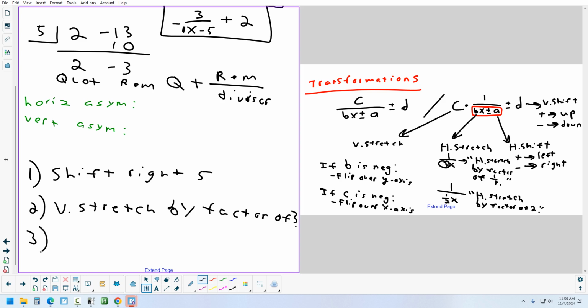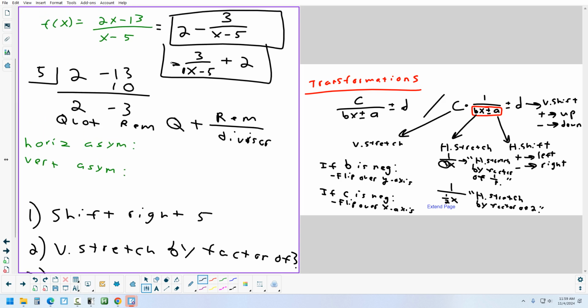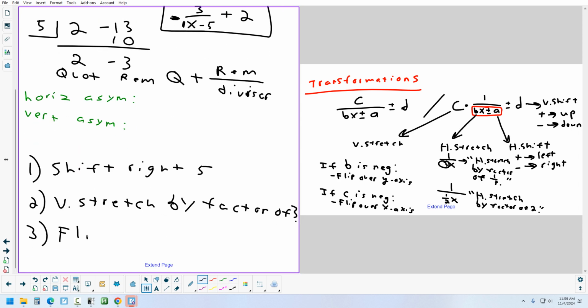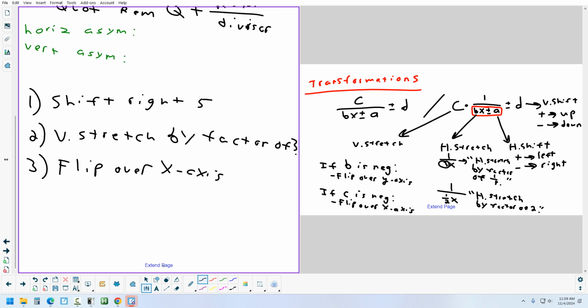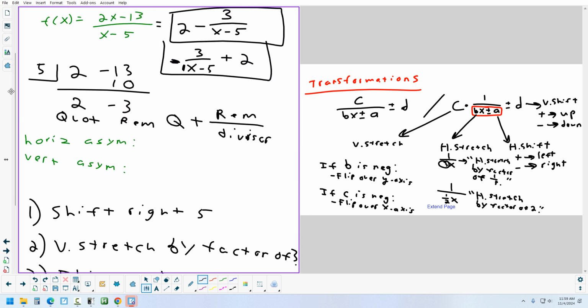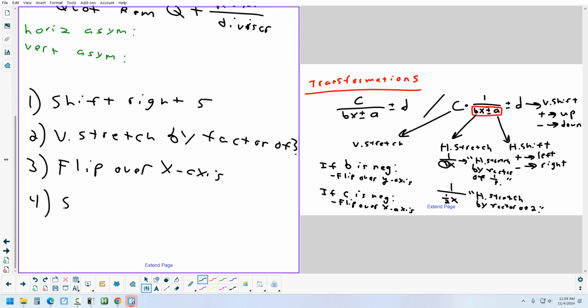Now, we also said the C is a negative. Yes, there's a negative. So what does the negative cause it to do? Flip over the x-axis. And is there a number in the spot for D? Yes, there is. We couldn't really see that the way it was written in green, but in black we can. What's the number in the spot for D? 2. And what's that going to do? Shift up 2.